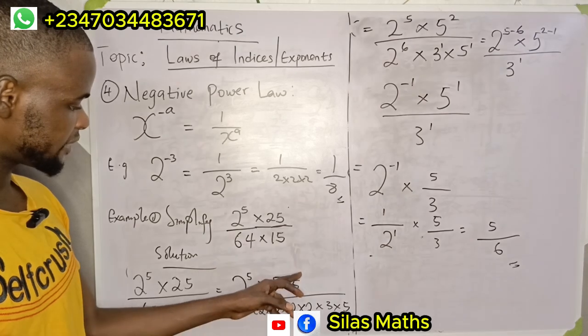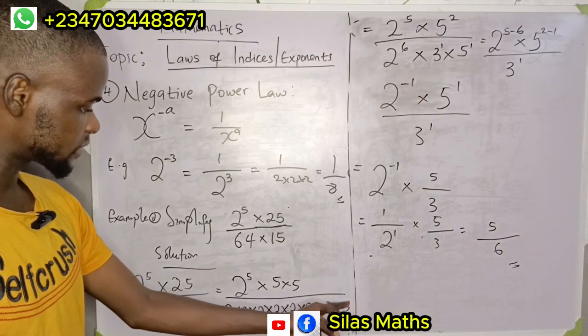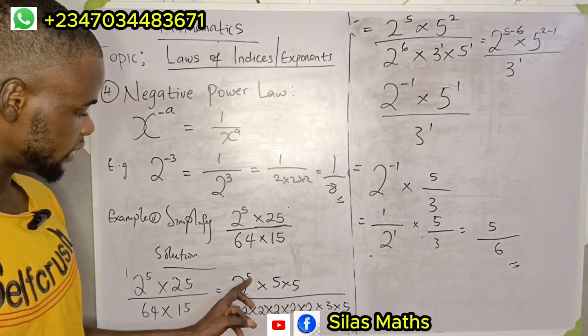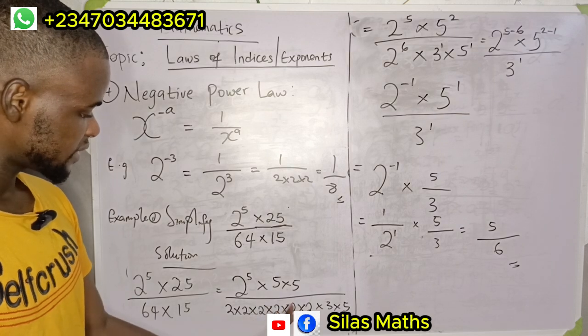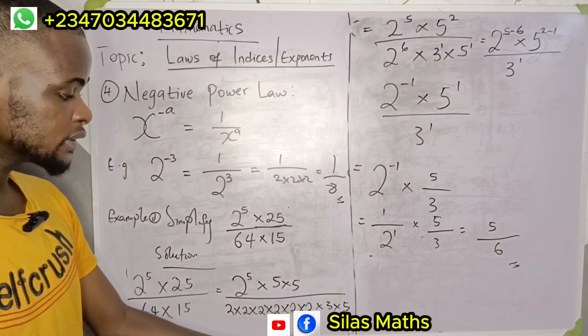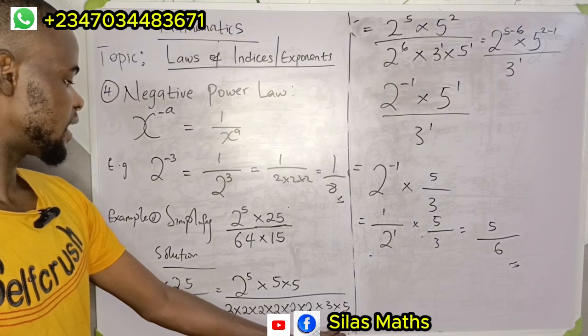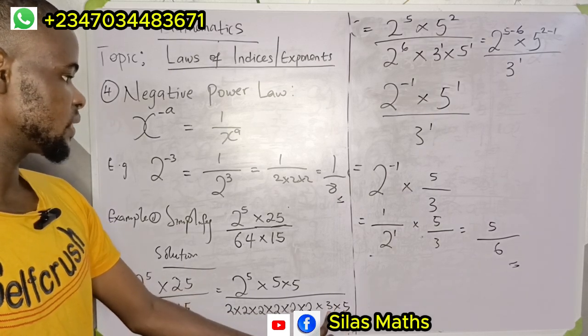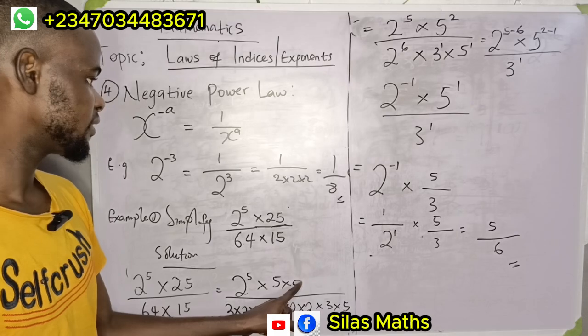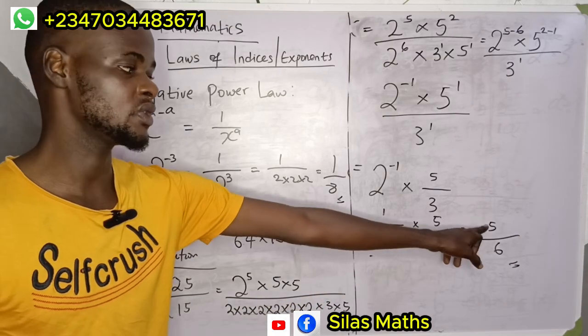Just come to this place. I have 5 here, cancel out, 5 cancel out. Then I have 2 in 5 places, we cancel out the five 2's, remaining one 2. At the end of the day, I will have 2 times 3, which gives me 6, and then the 1 of the 5 remaining, which gives me 5 over 6.